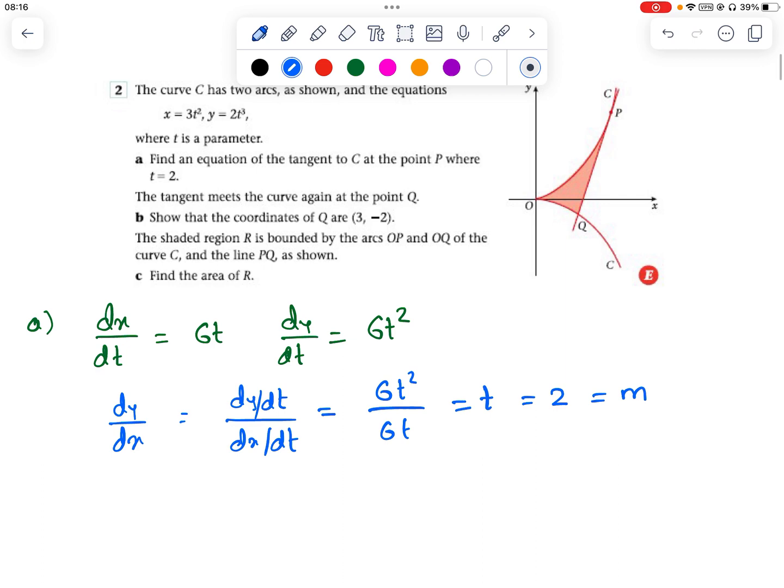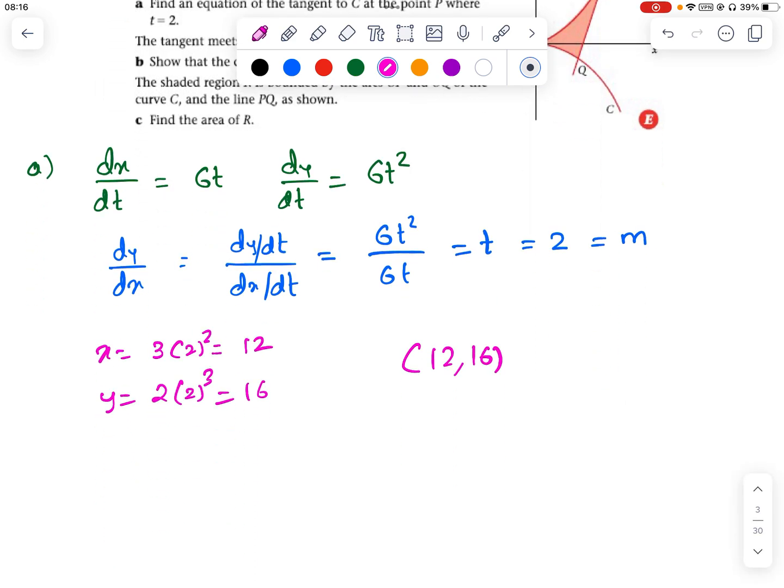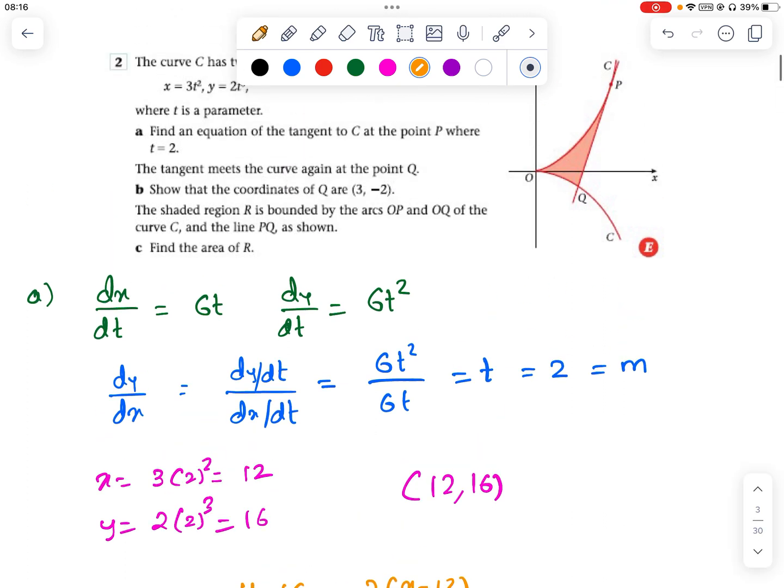Now the point we need to know. So x equals 3 times 2 square, which equals 12. Y equals 2 times 2 cube, which equals 16. So the point is 12 comma 16. So I got the point and I got the gradient. So I use the equation y minus y1 equals m times x minus x1, which after further simplification, I am directly writing it out. You will be getting y equals 2x minus 8.